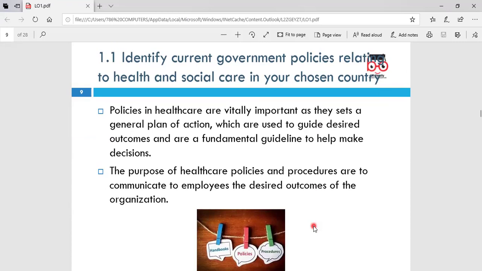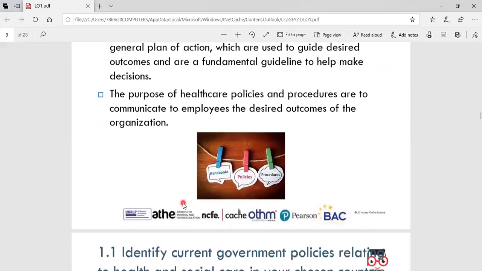whether they're in the minority group or not. So then there are policies in healthcare that are vitally important as they set a general plan of action. So you have a plan of action from every policy, which is used to guide desired outcomes and is a fundamental guideline to help make decisions. The purpose of healthcare policies and procedures is to communicate to employees the desired outcome of the organization. So there is an organization that has an ultimate outcome or a desired goal that has to be achieved in whatever number of years. So these policies and procedures actually support you in achieving those goals.